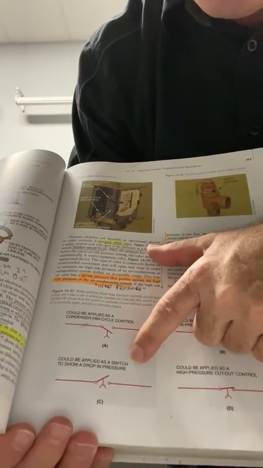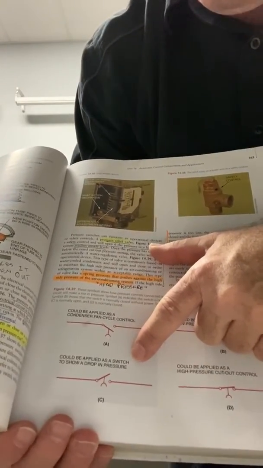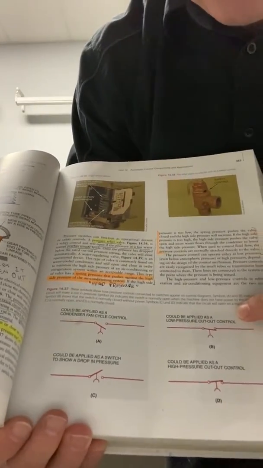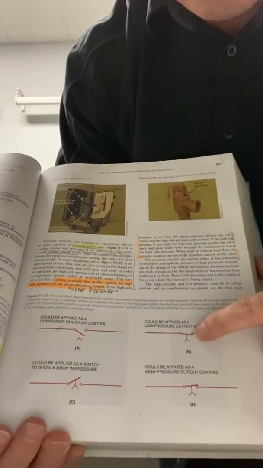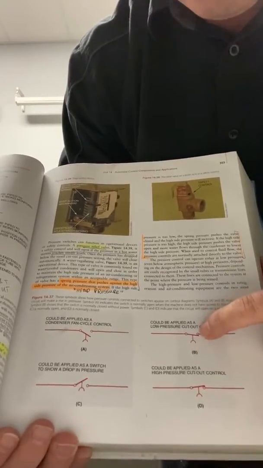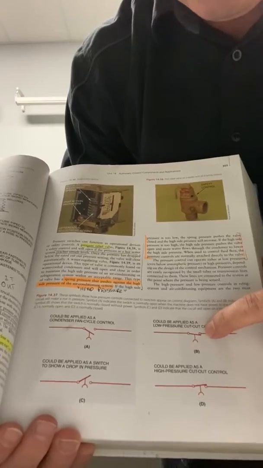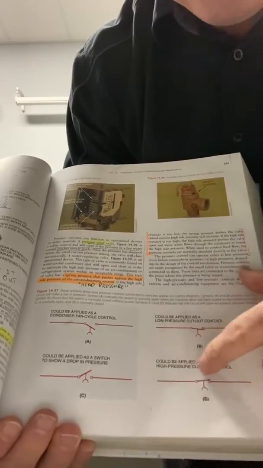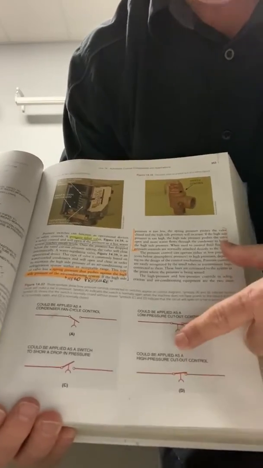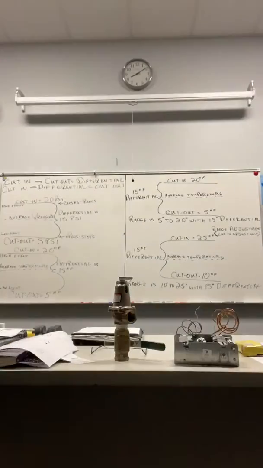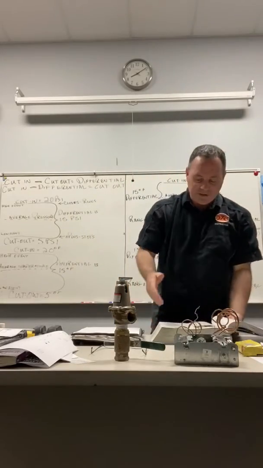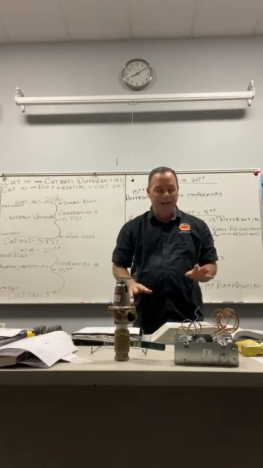Here, it could be applied as a switch to show a drop in pressure. This one could be applied as a low pressure cutout control. Notice it breaks on a drop. So when the pressure goes down, it cuts out. It could also be applied as a high pressure cutout control. Notice this one breaks on a rise. So these pressure controls can be used in various different ways.